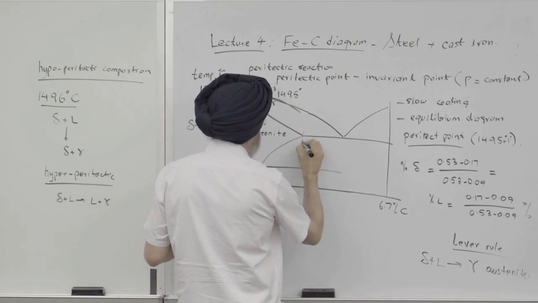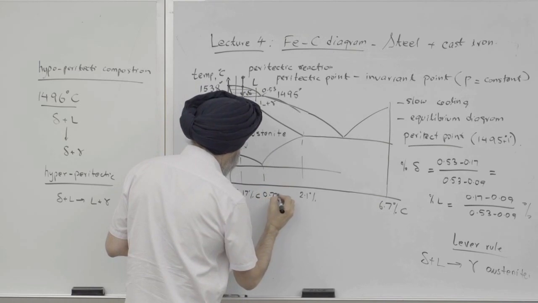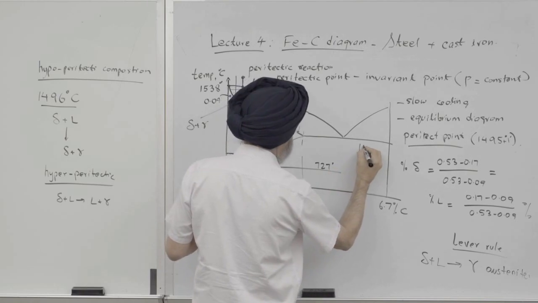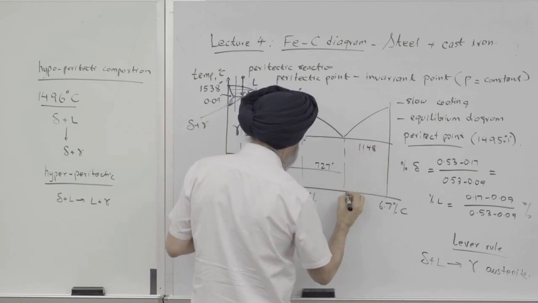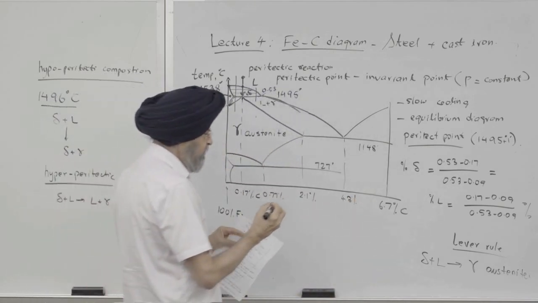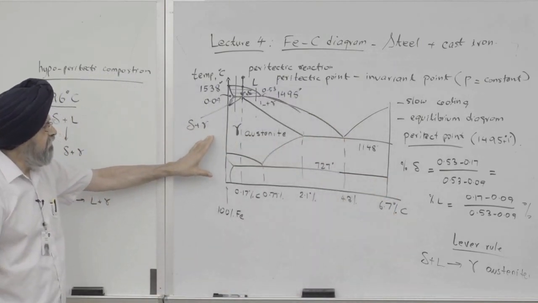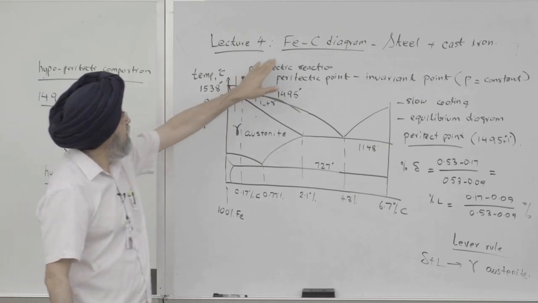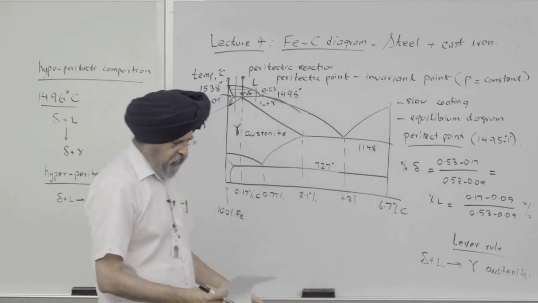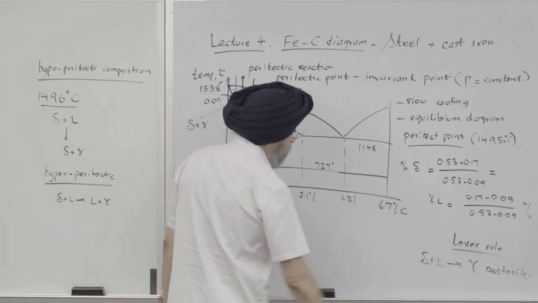Okay, this is 2.1%, this is 0.77%, this temperature is 727 degrees, this one is 1148 degrees, this composition is 4.3%. So this is the complete, actually not complete, but as complete a phase diagram as we want for the iron carbon diagram, because beyond 6.7%, that composition is useless for us. We don't really care what happens beyond 6.7%.